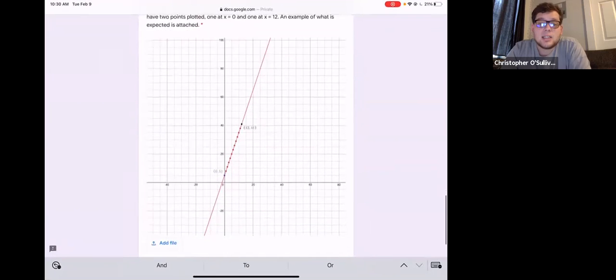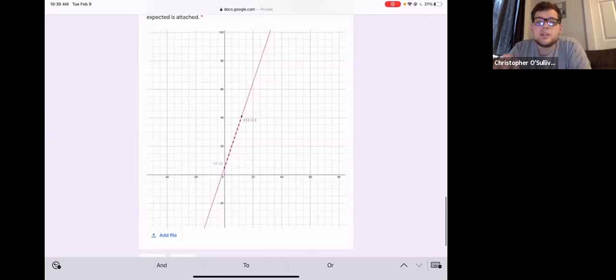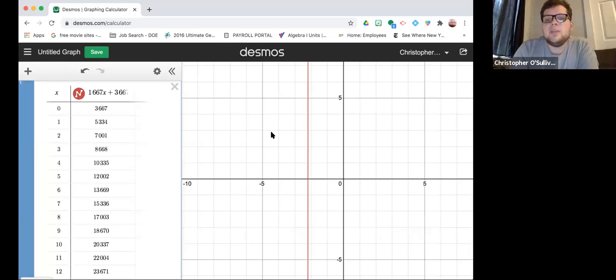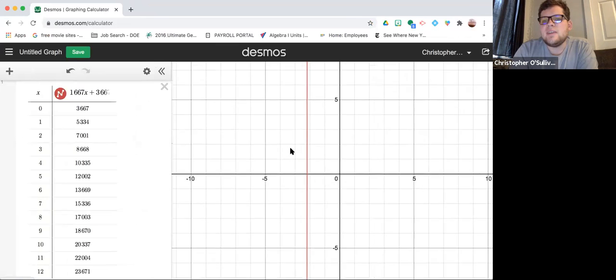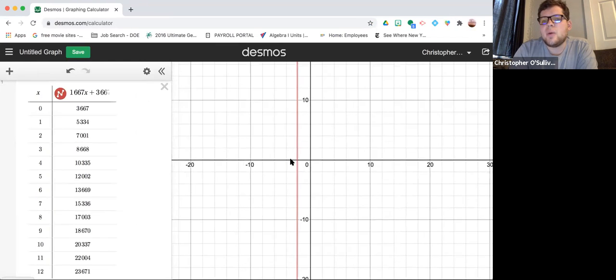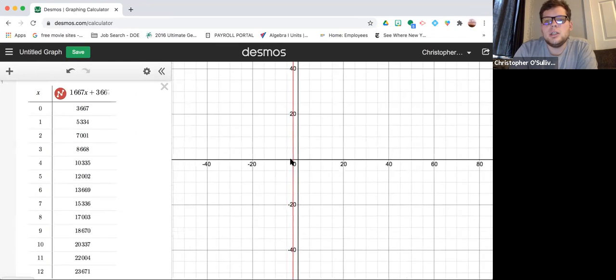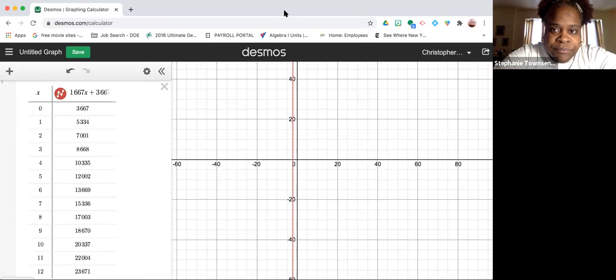This is what's expected. So here's what we're going to do. I'm going to share my screen now from my laptop. Share screen, continue. And if you look, our equation's already graphed, but it doesn't look nice. Even if I zoom out, it just looks like a straight line going up, correct? That is correct. So what we're gonna do is play around with it.